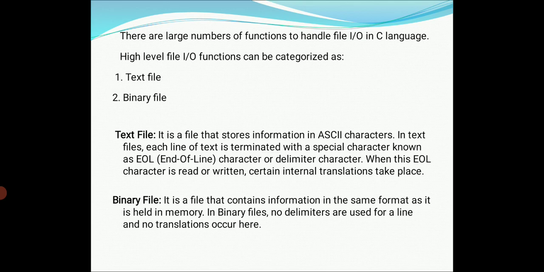A binary file is a file that contains the information in the same format as it is held in the memory, like zeros and ones. Binary is indicated by two numbers, that is 0 and 1. In binary files, no delimiters are used for the end of the line and no translations occur here. These are the definitions of the text file and binary file.